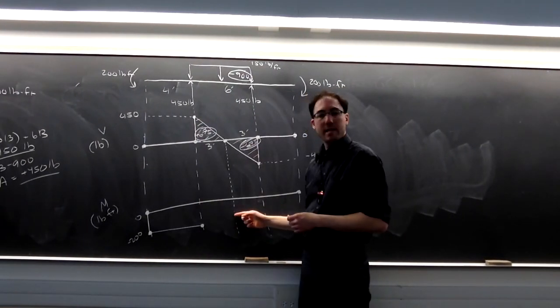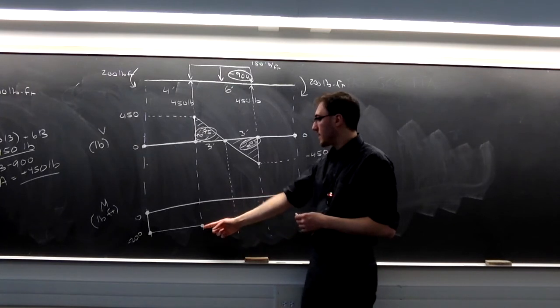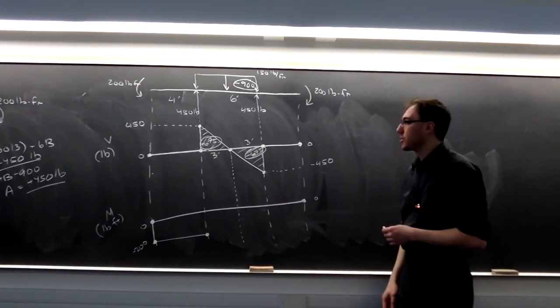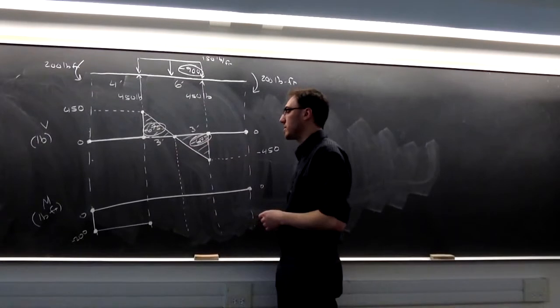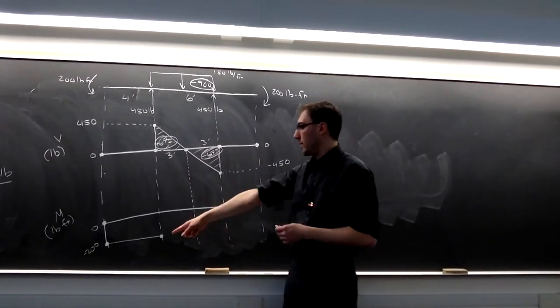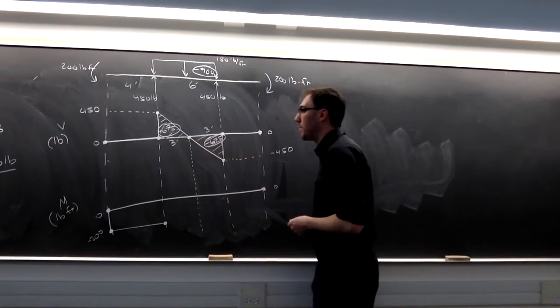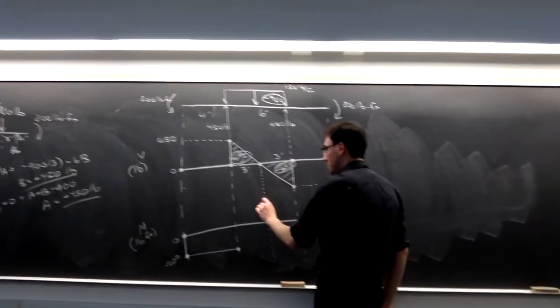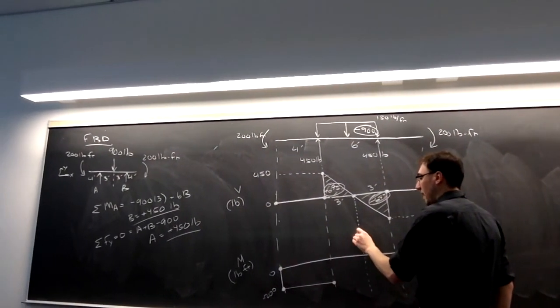But now we've added this extra line here. Between this line and this line, the value of M will increase by 675. So we are at negative 200, we go up by 675, so that will take us to 475.